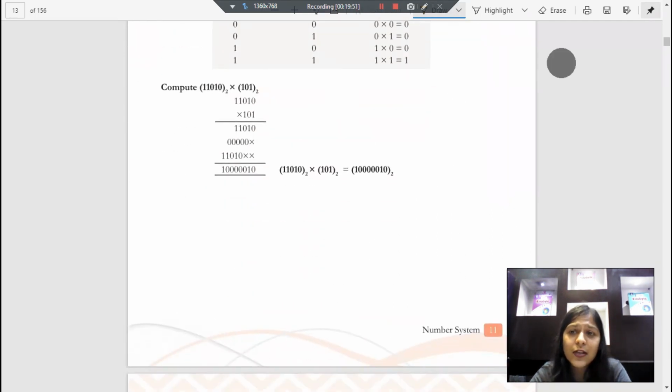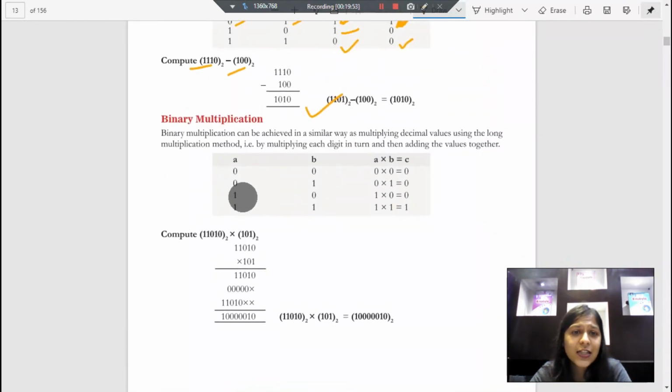Now we will learn about binary multiplication, which is the last concept of this chapter. So 0 multiplied by 0 is 0. 0 multiplied by 1 is 0. 1 multiplied by 0 is 0, and 1 multiplied by 1 is 1. So this is very easy. Anything multiplied by 0 becomes 0, right, children? So this is how we'll do it.